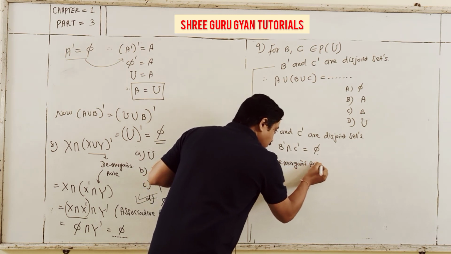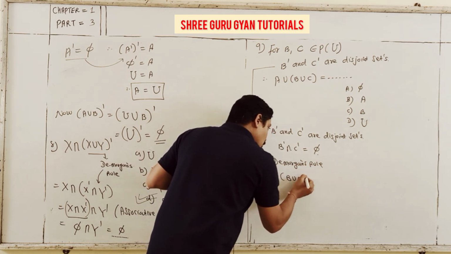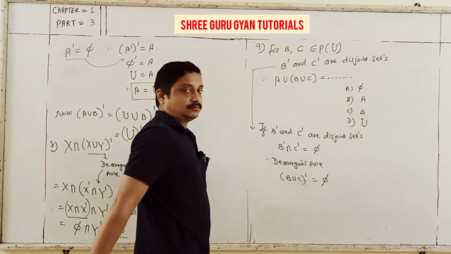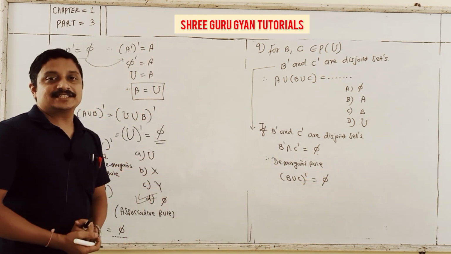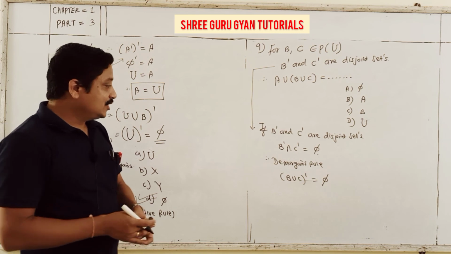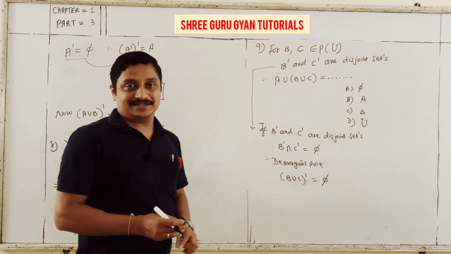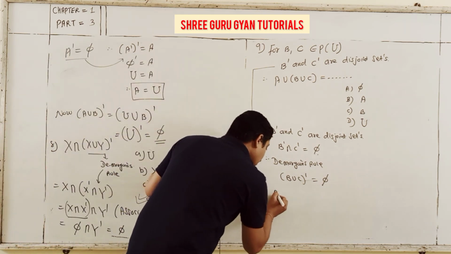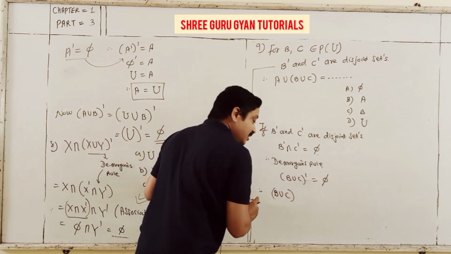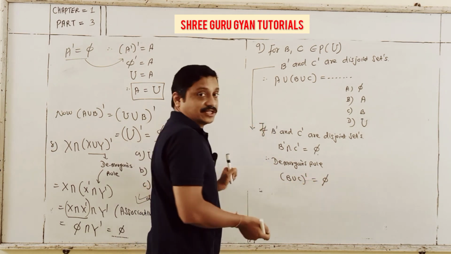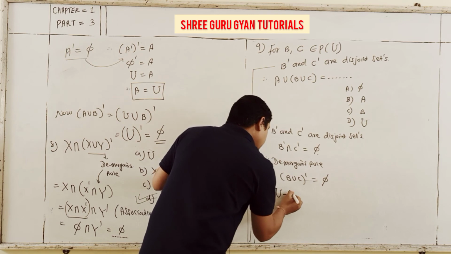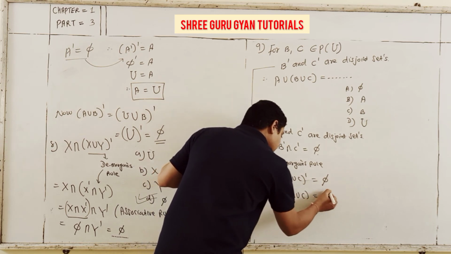By De Morgan's rule, B union C whole dash is a null set. Therefore you can create your B union C. Yes, therefore B union C whole dash is actually nothing. It is U minus B union C. U minus B union C is a null set.